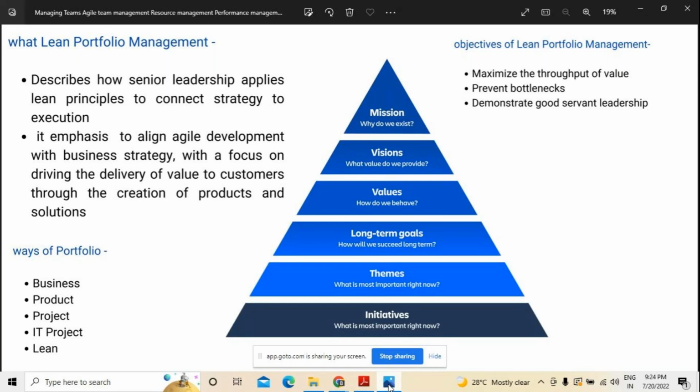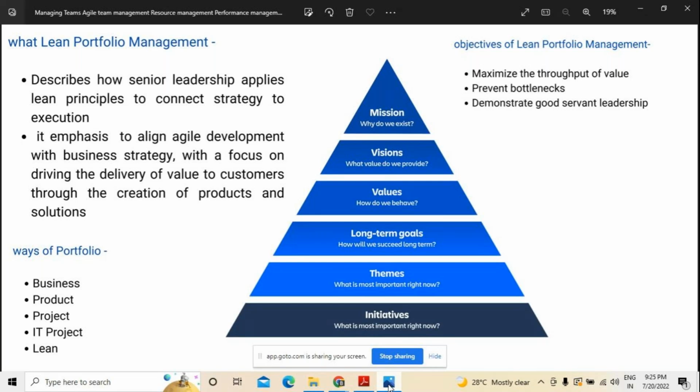This is what comes under the product portfolio, all that. So project portfolio, sometime back I have told you. Next, IT project portfolio management. IT project portfolios completely focus on IT projects. At the same time, lean portfolio management is what we are going to discuss in detail now.